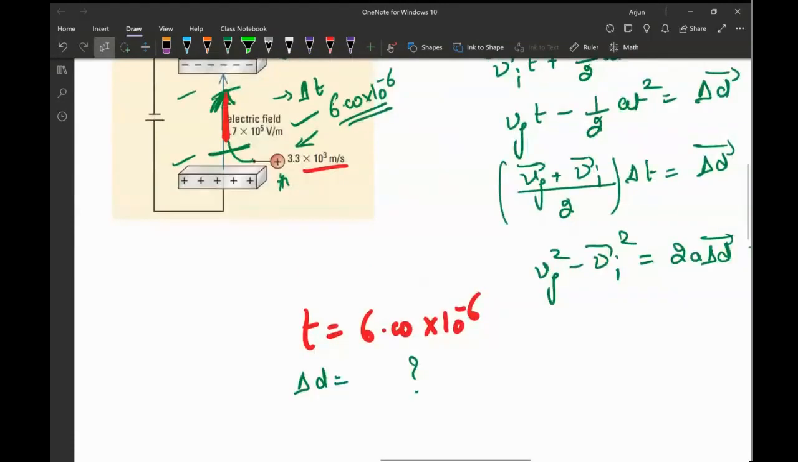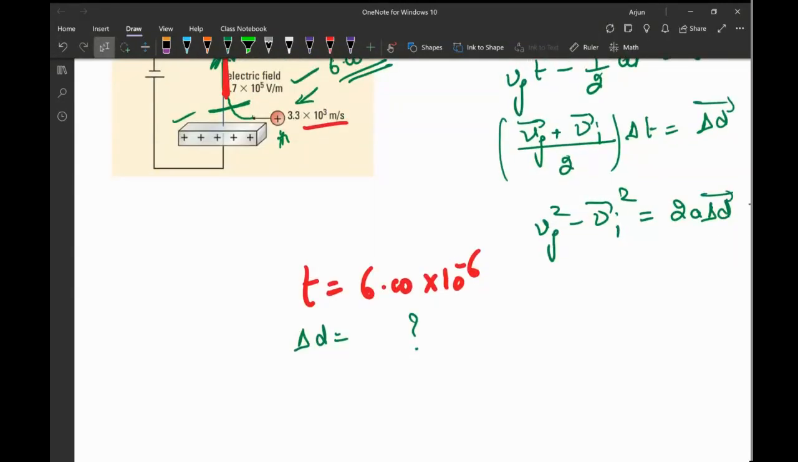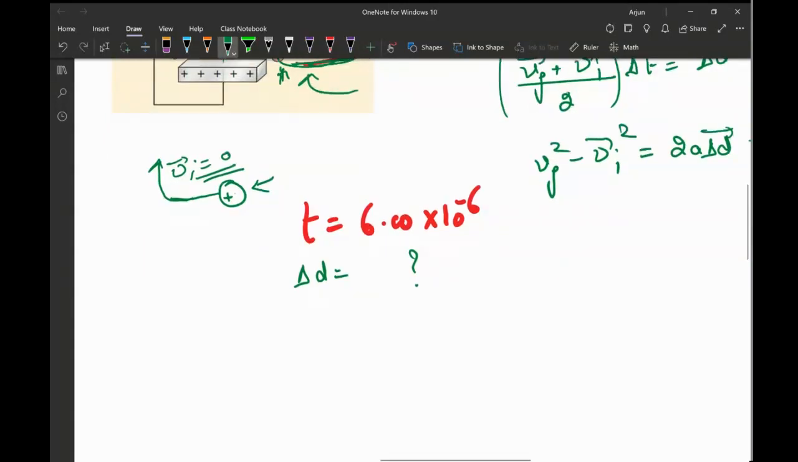And what else is given to me? Initial velocity is given to me, but this initial velocity is in the horizontal direction. As soon as it enters the plates in the vertical direction, it will change its position. So this is how it is moving: it's moving in the horizontal direction, and then it changes its position. So the initial vertical velocity will be 0. That's what we will assume. We won't take this velocity because it is in the horizontal direction. We will only take the velocity in the vertical direction. So v i in the vertical direction, v iy, is equal to 0.